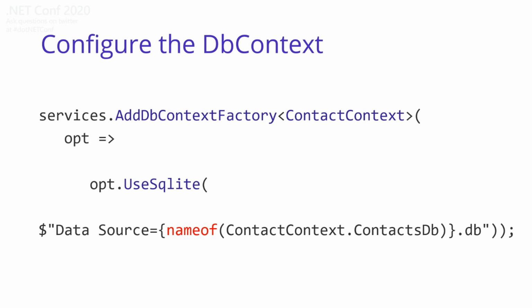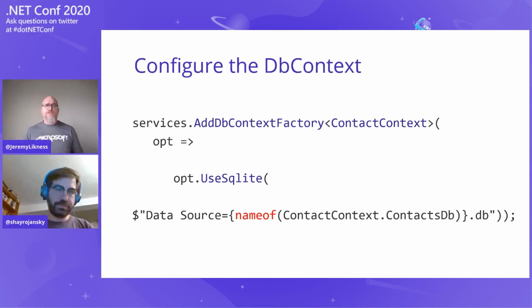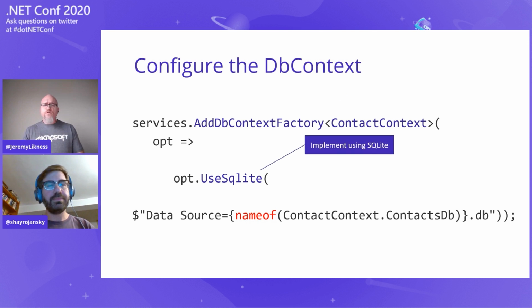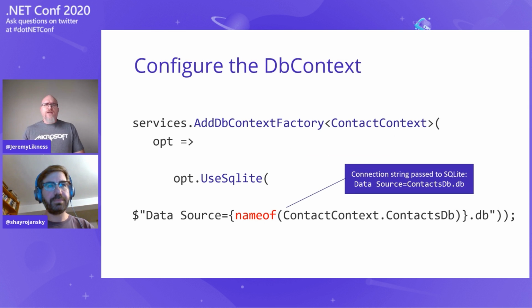So let's configure a data context. I'm in an ASP.NET Core application. I'm adding my dependency injection services. Here I'm configuring a factory. Our recommendation in ASP.NET Core and Blazor apps is to create a data context per operation. It's very lightweight to generate one of these. So this factory will give us a mechanism to obtain new instances. And here we're configuring it to use SQLite. And SQLite takes a very simple connection string. It's just the path to the file.